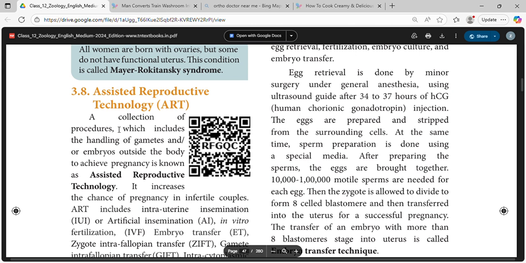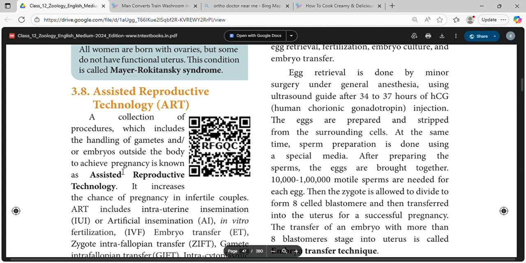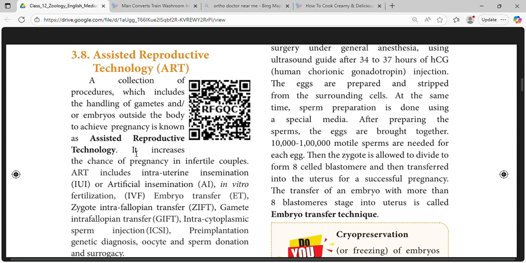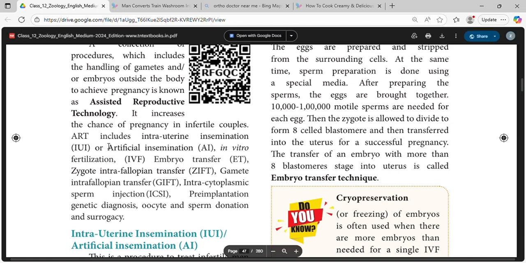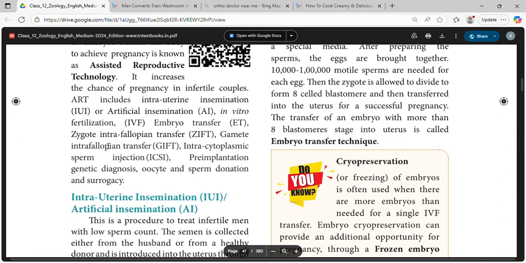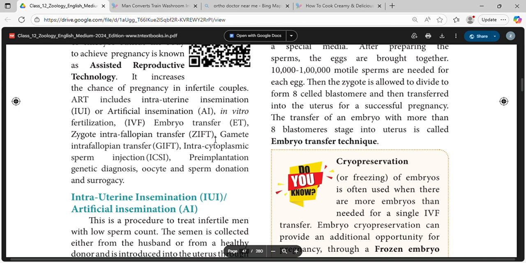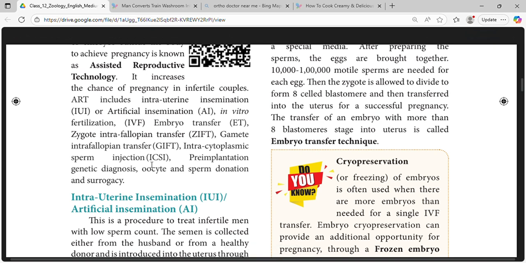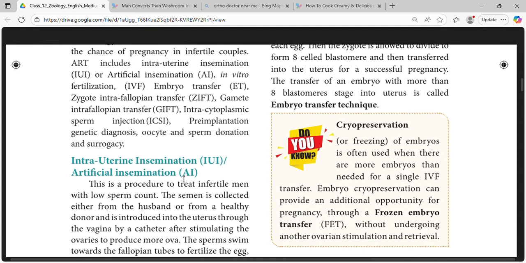A collection of procedures which includes the handling of gametes or embryos outside the body to achieve pregnancy is known as assisted reproductive technology. It increases the chance of pregnancy in infertile couples. Assisted reproductive technology includes intrauterine insemination or artificial insemination, in vitro fertilization, embryo transfer, zygote intrafallopian transfer, gamete intrafallopian transfer, intracytoplasmic sperm injection, pre-implantation genetic diagnosis, oocyte and sperm donation, and surrogacy.